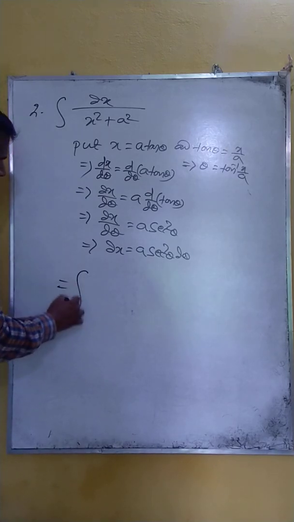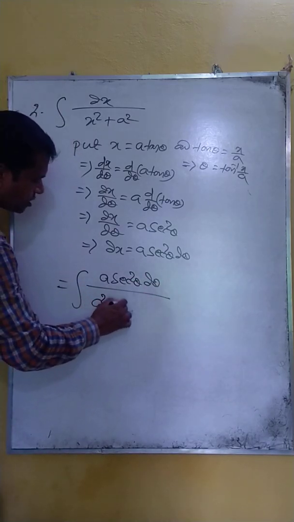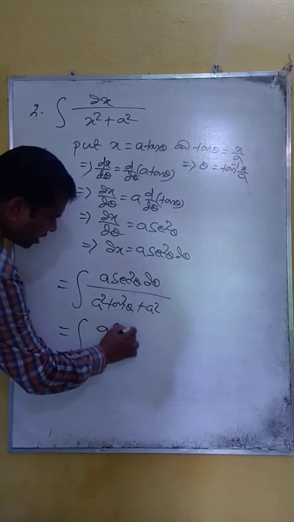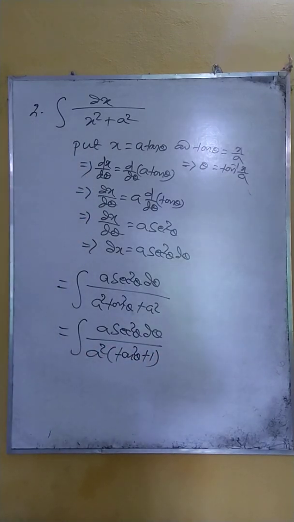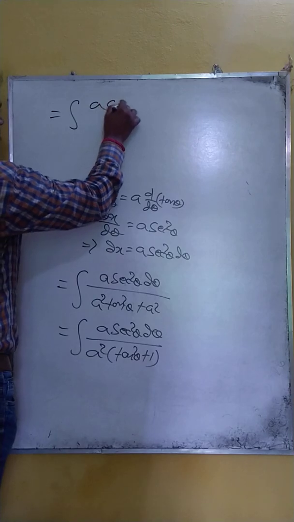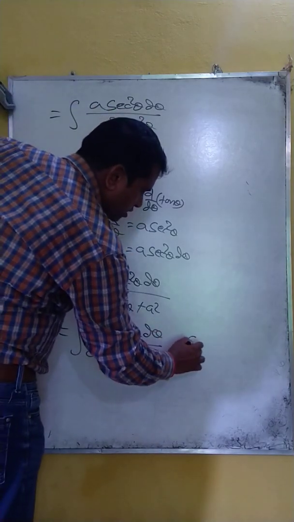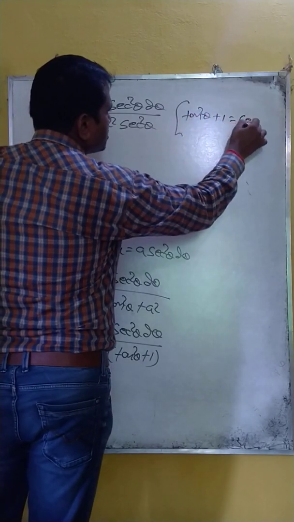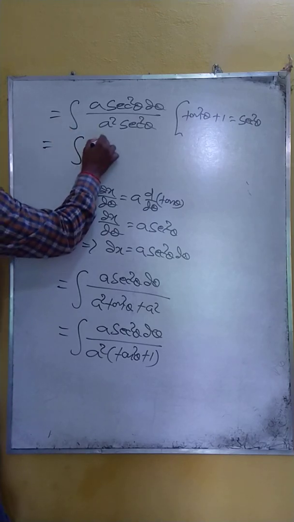Okay. So the integrand becomes the integral of a sec²θ dθ divided by a² tan²θ plus a². That equals the integral of a sec²θ dθ, taking a² common, we get tan²θ plus 1, that means a² sec²θ. You know 1 plus tan²θ is equal to sec²θ. Tan²θ plus 1 is equal to sec²θ. You know sec²θ minus tan²θ is equal to 1. So cancel sec²θ, that means dθ by a.